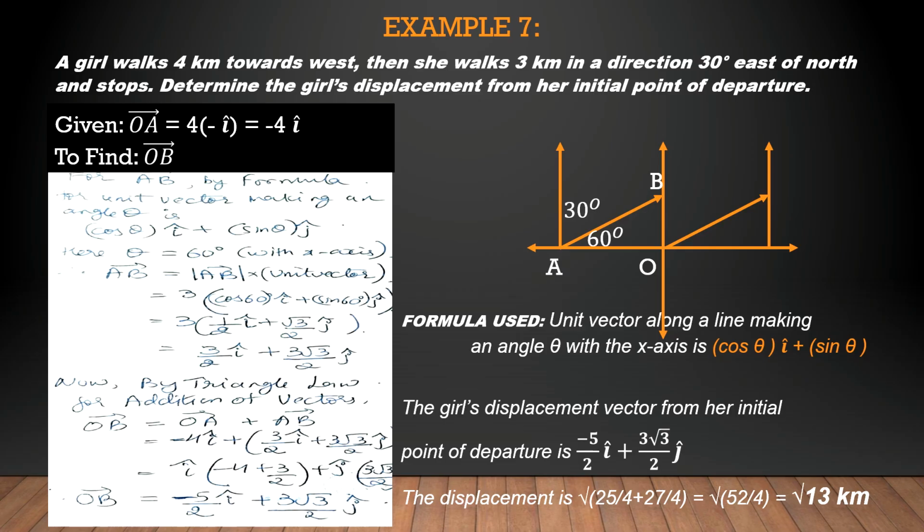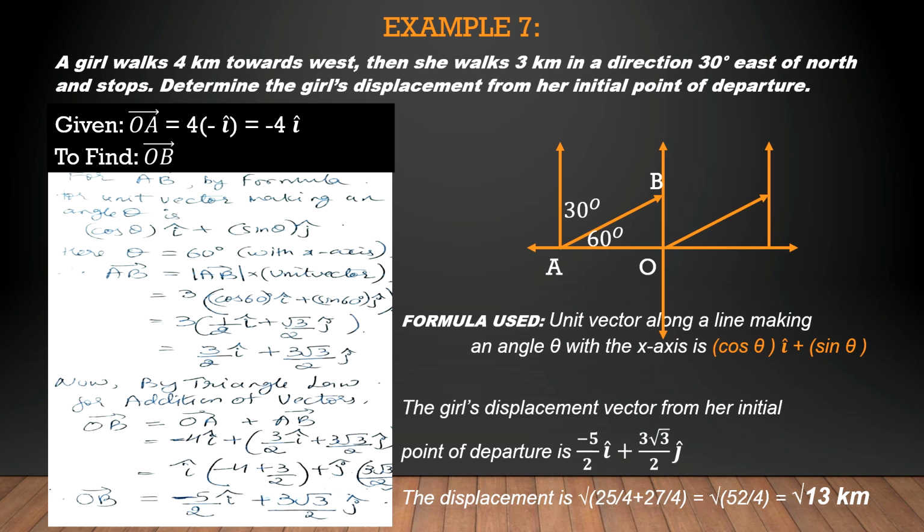Next example is a practical application of the cross product. Let us see how. Over here, a girl walks 4 kilometers towards west, then she walks 3 kilometers in a direction 30 degrees east of north and then stops. Determine the girl's displacement from her initial point.